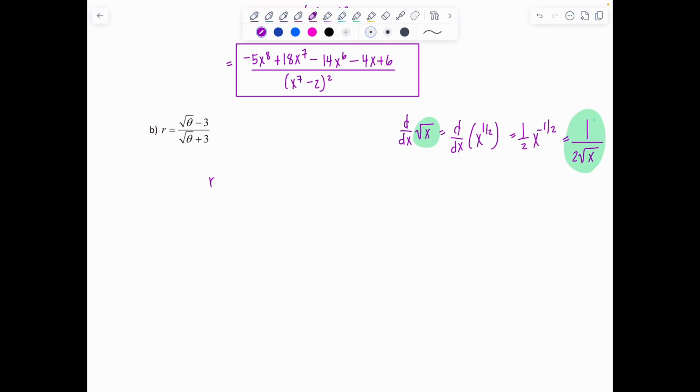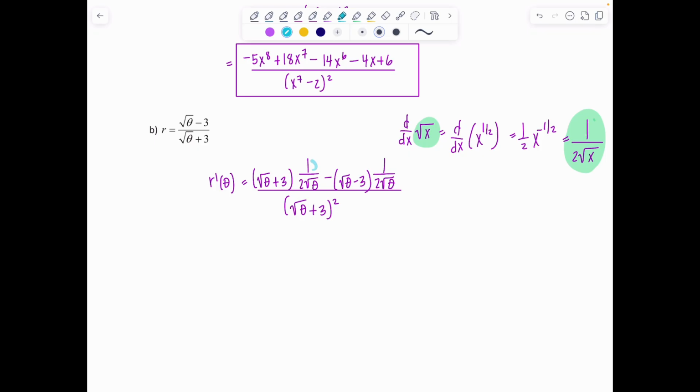Okay. R prime of theta equals quotient rule time. So we have low, d high, derivative of the numerator, derivative of square root of theta would be 1 over 2 square root of theta, and then derivative of a constant, 0. Minus high, d low is the same, 1 over 2 square root of theta, over low, square root of theta plus 3 squared. Now get in this habit when you're cleaning up from quotient rule, you want to factor out anything that you see in common, okay?